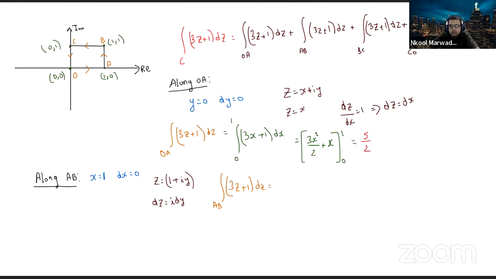So this will be integration, y varying from 0 to 1. Instead of z, I can write 1 plus iy. Instead of dz, I can write i dy. It will be integration 0 to 1, 3i minus, so i square is minus 1, so minus 3y dy.